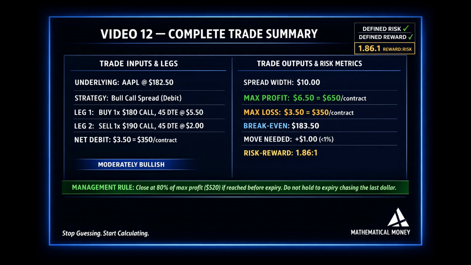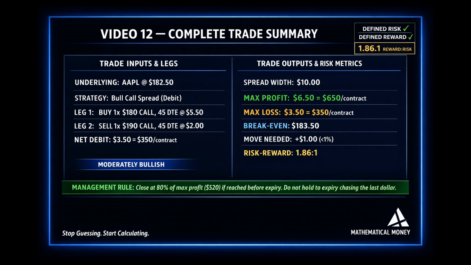Underlying, Apple at $182.50. Strategy, bull call spread, moderately bullish, defined risk. Leg 1, buy one Apple 180 call, 45 DTE, at $5.50. Leg 2, sell one Apple 190 call, 45 DTE, at $2. Net debit, $3.50, $350. Spread width, $10. Maximum profit, $6.50, $650, at 190 or above. Maximum loss, $3.50, $350, at 180 or below.